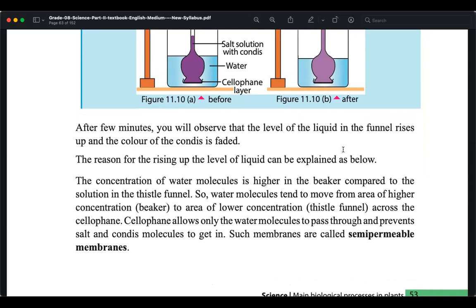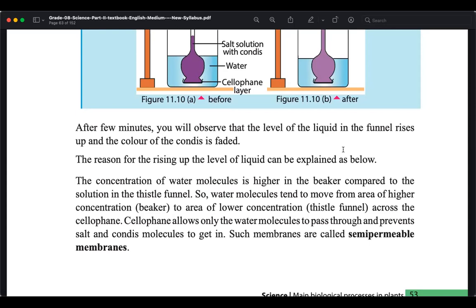In Sinhala we can call that semi-permeable, අර්ධ පාරගම්‍ය පටලයක්. Semi-permeable is like it's allowing half of, not half actually, some of the materials to go through its membrane. Actually, cellophane is such a thing.